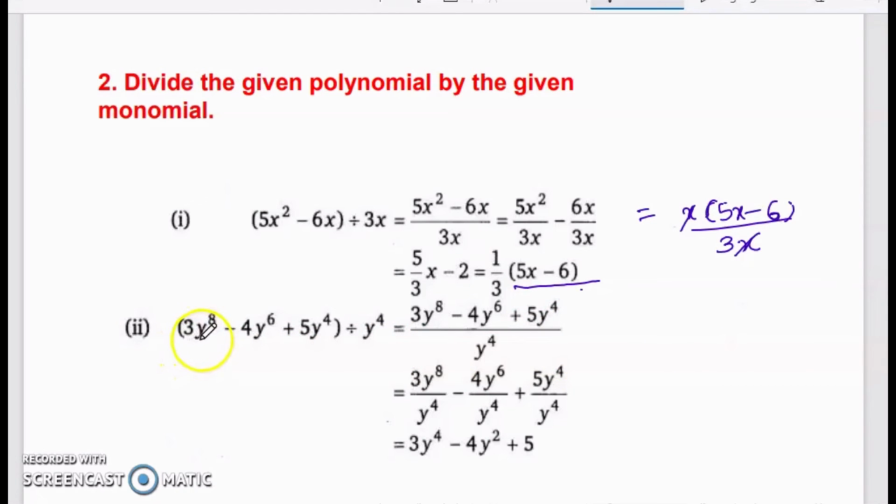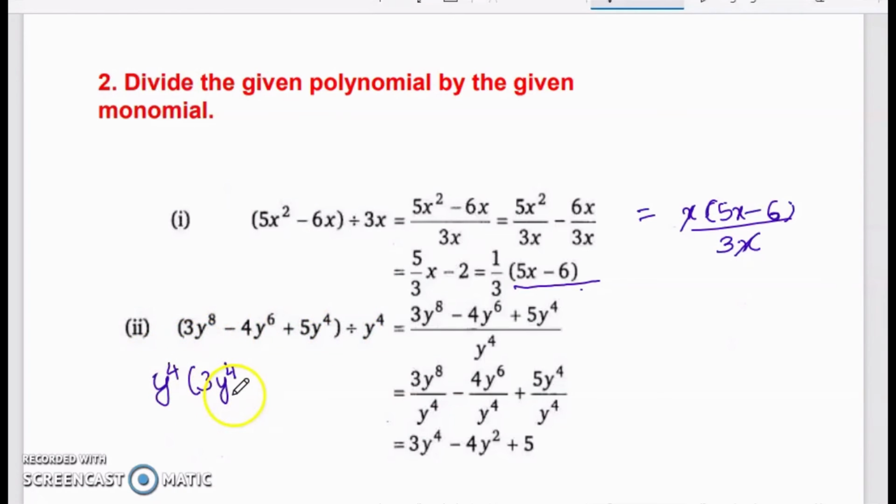Next one is 3y raised to the power of 8 minus 4y raised to the power of 6 plus 5y raised to the power of 4 divided by y raised to the power of 4. So here also you can divide individually all these terms by y raised to the power of 4 and then cancel out the common factors, or else you can take common between these terms. So y raised to the power of 4 is common between all these terms. So it will become 3y raised to the power of 4. I have already taken y raised to the power of 4 outside the bracket.